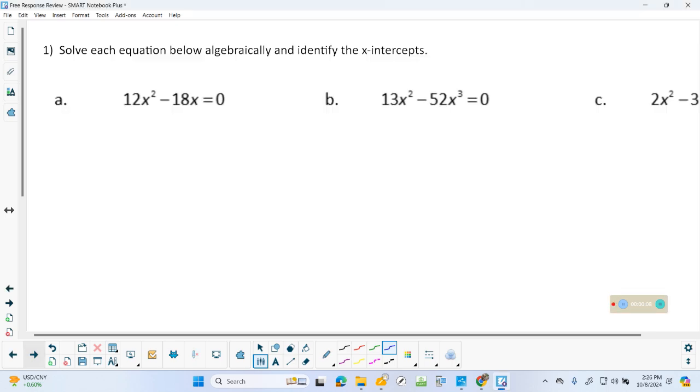Similar concept. Similar, like maybe the numbers. Okay, solve each algebraically and identify the x-intercepts. Whenever we're solving algebraically, remember, probably the quickest, easiest way to do it is factoring.